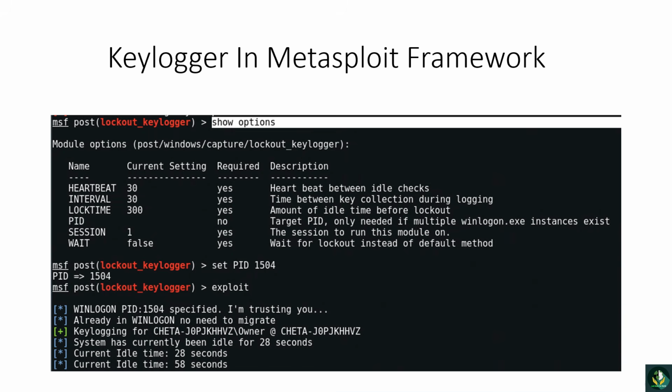Lockout keylogger automatically finds the Winlogon process and migrates to it. The program then begins to monitor the remote system idle time. At about 300 seconds of idle time, lockout keylogger tries to lock the user desktop remotely. Sometimes it fails and tries to lock it again. So lockout has successfully locked the workstation and begun looking for keystrokes, as you can see.